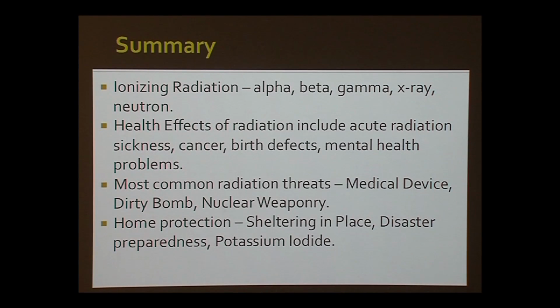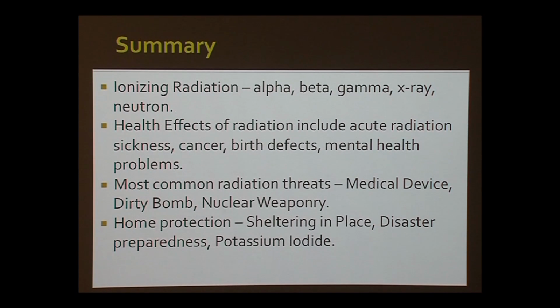So in summary, ionizing radiation, this is the type of radiation that can harm you. It's distinct from the non-ionizing form of radiation. Health effects of radiation include acute radiation sickness as those acute effects. In terms of long-term effects, you have cancer, birth defects, and mental health problems.